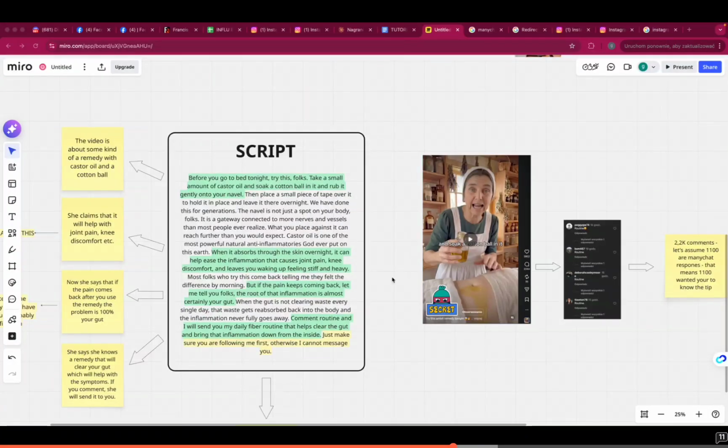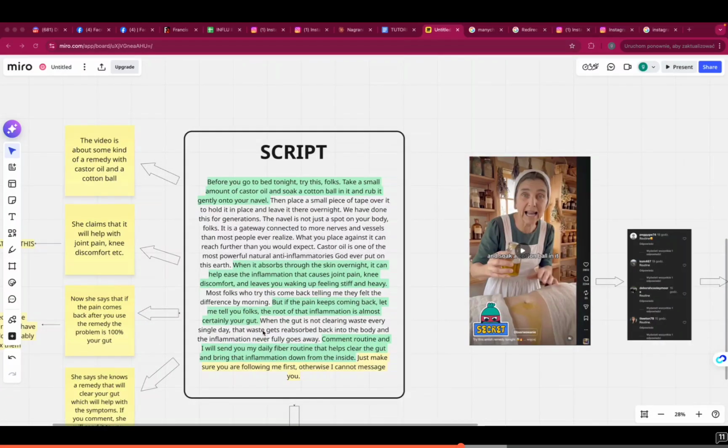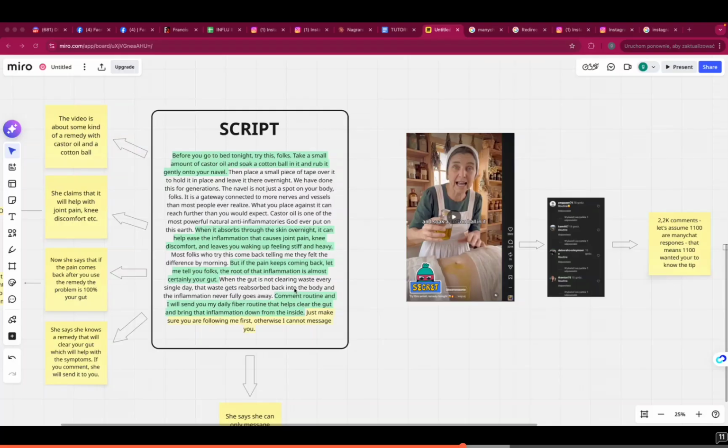Of course, there are many ways to use ManyChat. This was just one of the ideas to use it. It's obviously a very good one. People are making a lot of sales with this, but in this particular script, ManyChat is like the main thing that is supposed to sell your product, but it doesn't have to be that way. So let's get back to this part. "But if the pain keeps coming back, let me tell you folks, the root of that inflammation is almost certainly your gut," right?